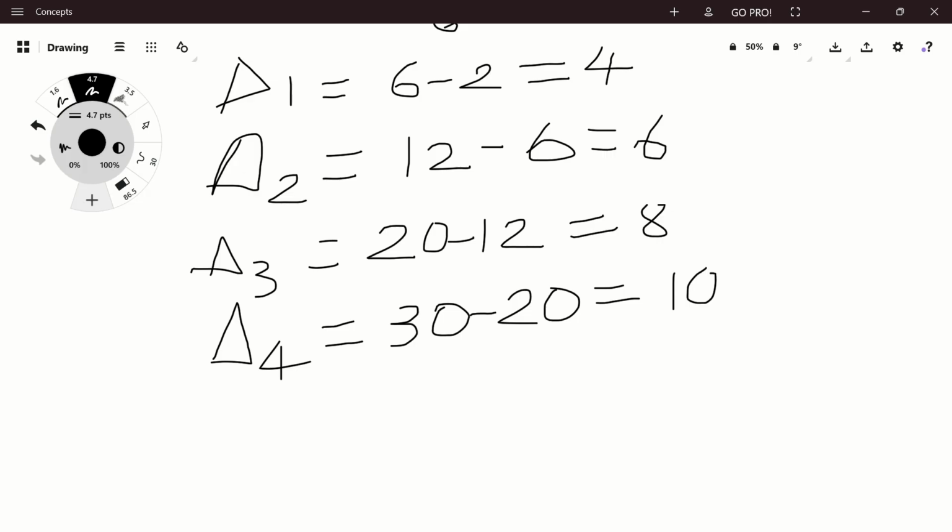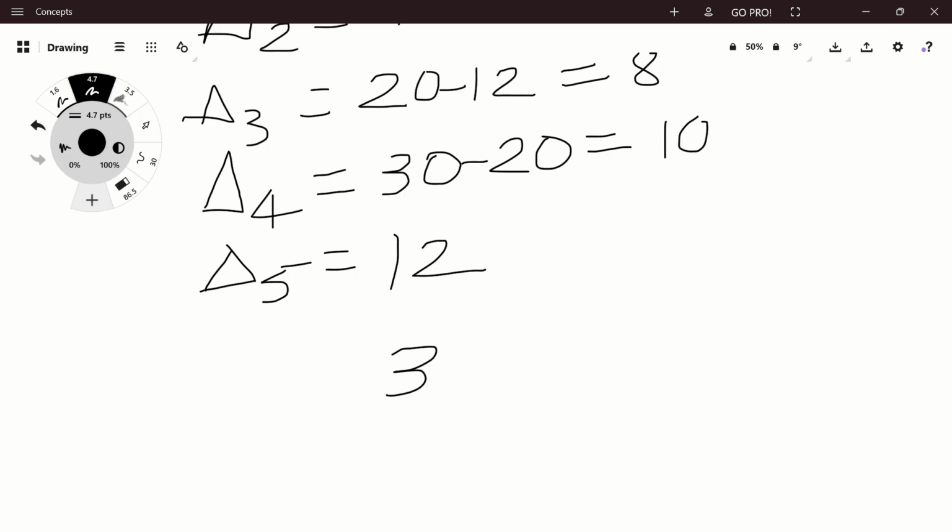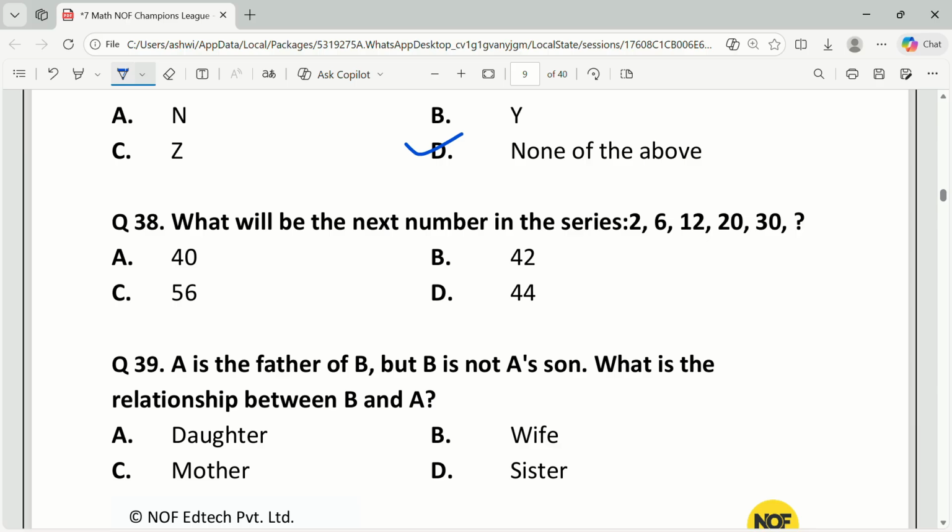Identifying the pattern in the differences. The first differences form an arithmetic progression 4, 6, 8, 10. The common difference here is 2. Hence, the next difference will be 12. So, the next number will be 30 plus 12, which is 42. According to the options, the answer is B.